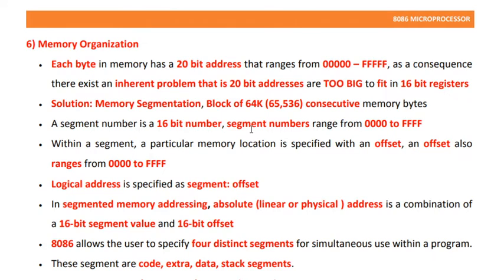If you can recollect from the previous classes, we have learned that 8086 microprocessor has 20 address lines and 16 data lines. With the help of these 20 address lines, 8086 microprocessor is capable of addressing up to 2 to the power 20 address locations, which is equals to 1048576 address locations. This implies that 8086 microprocessor is capable of addressing up to 1 megabyte of memory space.